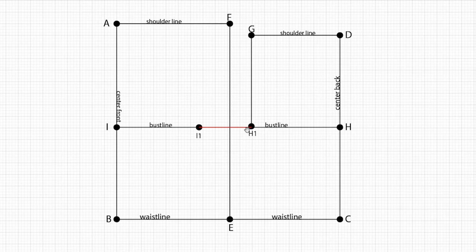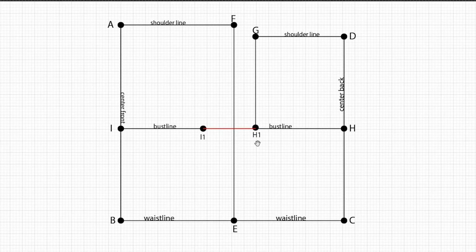As you can see here, I made the line red so you can actually see the line. I took that measurement and went over towards the center front from the H1 point. I went over the length of the measurement and marked that point I1.